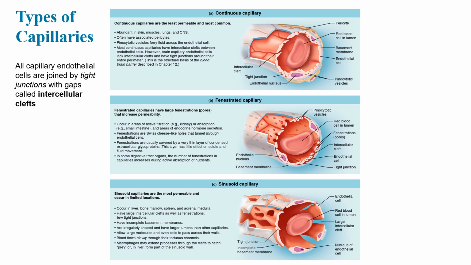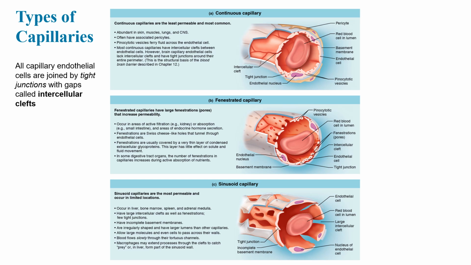So see, these are the fenestrations or pores in the endothelial cells, and because of these they have increased permeability compared to the continuous capillaries. They occur in areas of active filtration or absorption, or in endocrine hormone secretion where it is required. So where does filtration happen? Filtration happens in the kidneys.